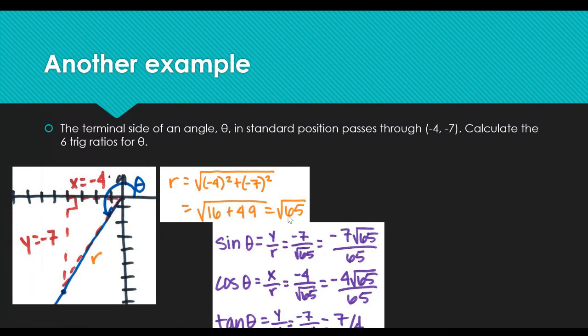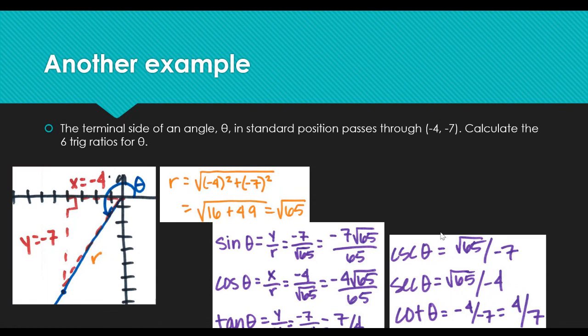So y over r is -7 over square root of 65. Rationalize: -7 square root of 65 over 65. Cosine is x over r, which is -4 over square root of 65. Rationalize. Tangent is y over x, which would be -7 over -4, which the negatives cancel, so you get +7/4. For your other 3 trig functions, you're just flipping. No big deal. Easy peasy.